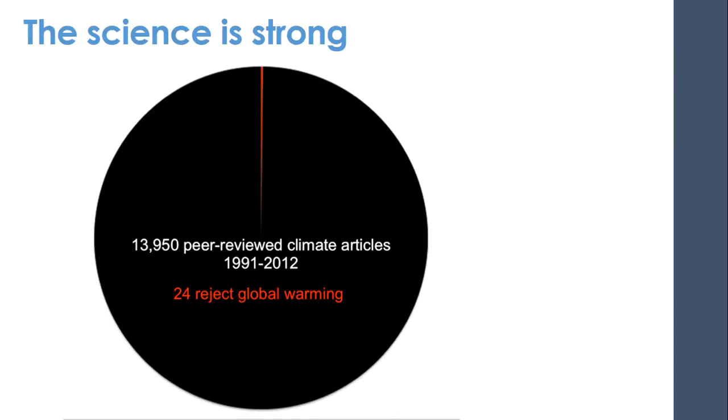And again, this is a little pie chart showing you that between 1991 and 2012, there were about 14,000 peer-reviewed climate articles. Only 24 of those reject global warming. There is a narrative out there that scientists are squashing debate. Scientists love debate. I'm friends with a lot of climatologists. They love to debate each other about things. It is not that the anti-climate change argument is being squashed. It's that there really isn't any scientific evidence for it.